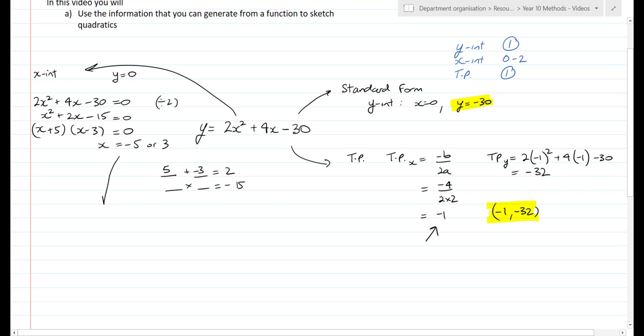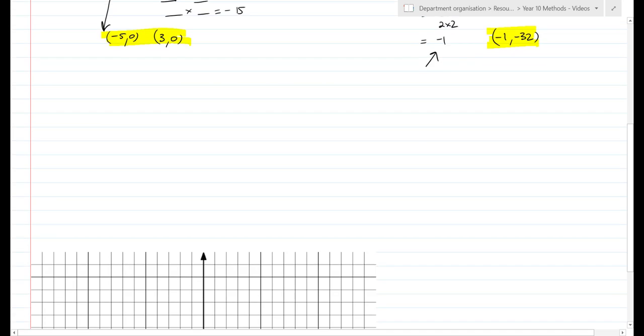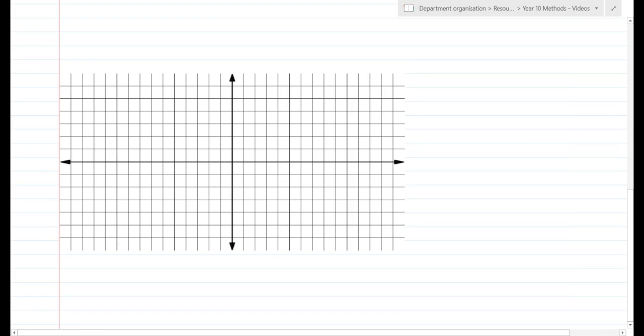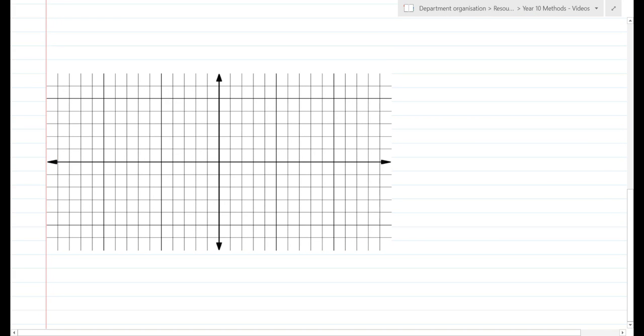So I might actually write these as coordinates. That means that negative 5, 0 is an x-intercept, and 3, 0 is an x-intercept, and I highlight that so I can see my solutions. Now of course we want to sketch that, so I go down to the sketch that I've pre-prepared, and it's pretty dark so I have to make sure that it stands out. So let's use pink in this case just for video purposes.